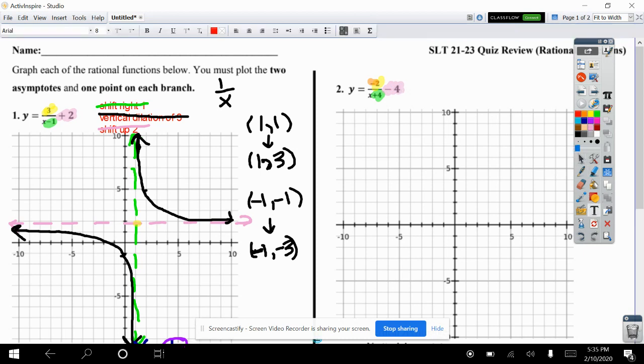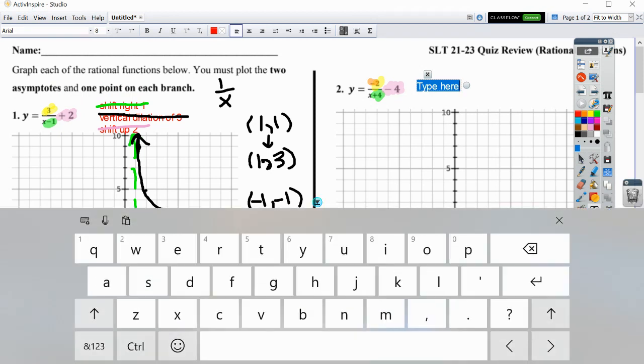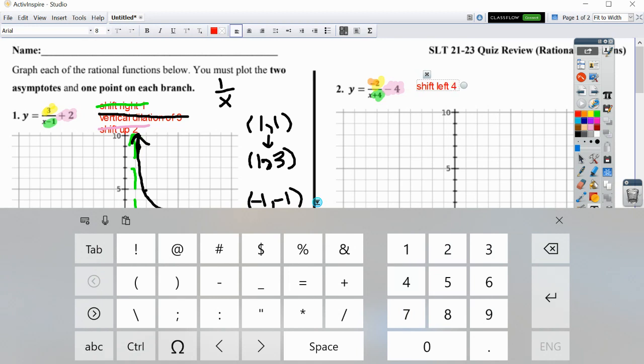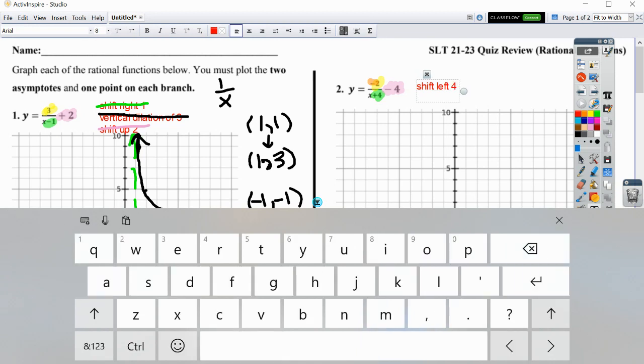So I'm going to list these. I'm going to start with my horizontal. The only horizontal transformation I have is the plus 4, which is telling me the opposite of what I think. It's not a shift right, it's a shift left 4. So that's my first one. Now I'm going to move on to the vertical. The reason the reflection is a vertical transformation is because it's telling us to change the sign of the y values. So if we're changing y, it's a vertical transformation.